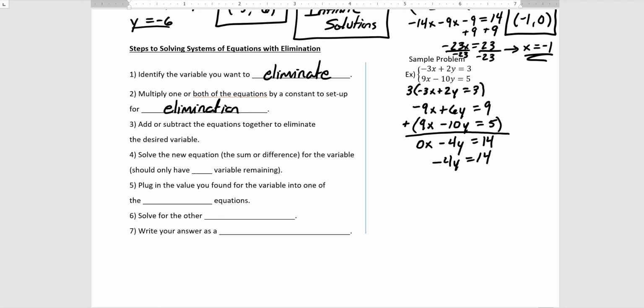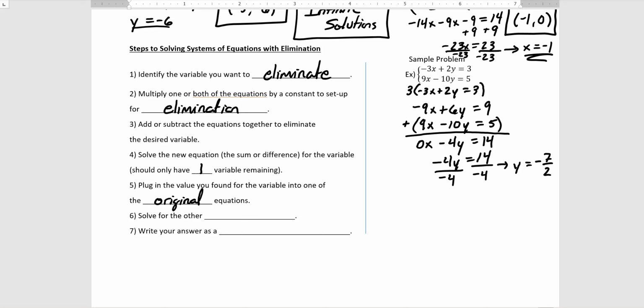And I'm going to solve this equation for the variable. Notice we only have one variable now. We're just left with y. I'm going to divide by negative 4, divide by negative 4. This will give me a fraction here. We'll say y equals negative 7/2. Alright, so now that we've found y equals negative 7/2, we're going to plug in the value we found for that variable into one of the original equations and solve for x.